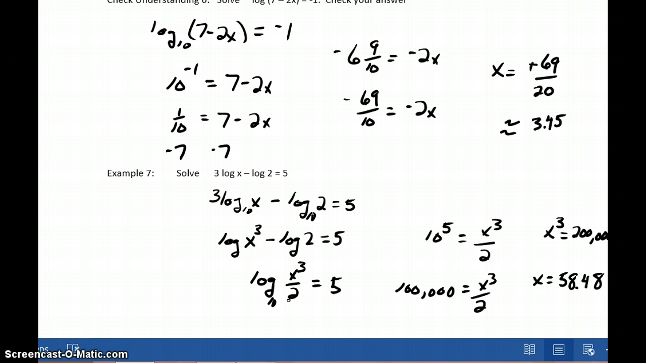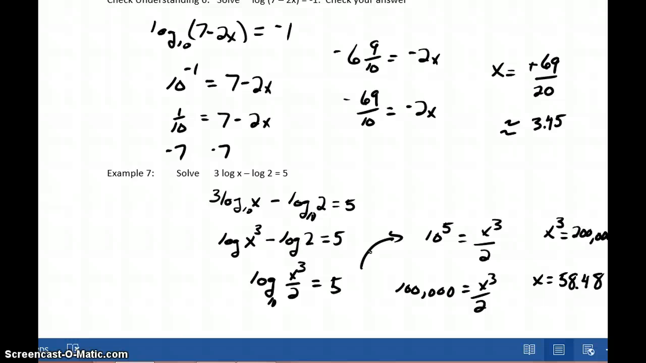Alright, I've got a single logarithm, and I'm going to change it now into its exponential form. So that ends up looking like 10 to the 5th power equals x cubed over 2. I don't have a logarithm involved anymore, and I can just solve for x. So 10 to the 5th is 100,000. I'm going to multiply both sides by 2, so x cubed equals 200,000. And then in order to solve for x, I have to get rid of the cube, so I'll do that by taking the cube root of both sides.